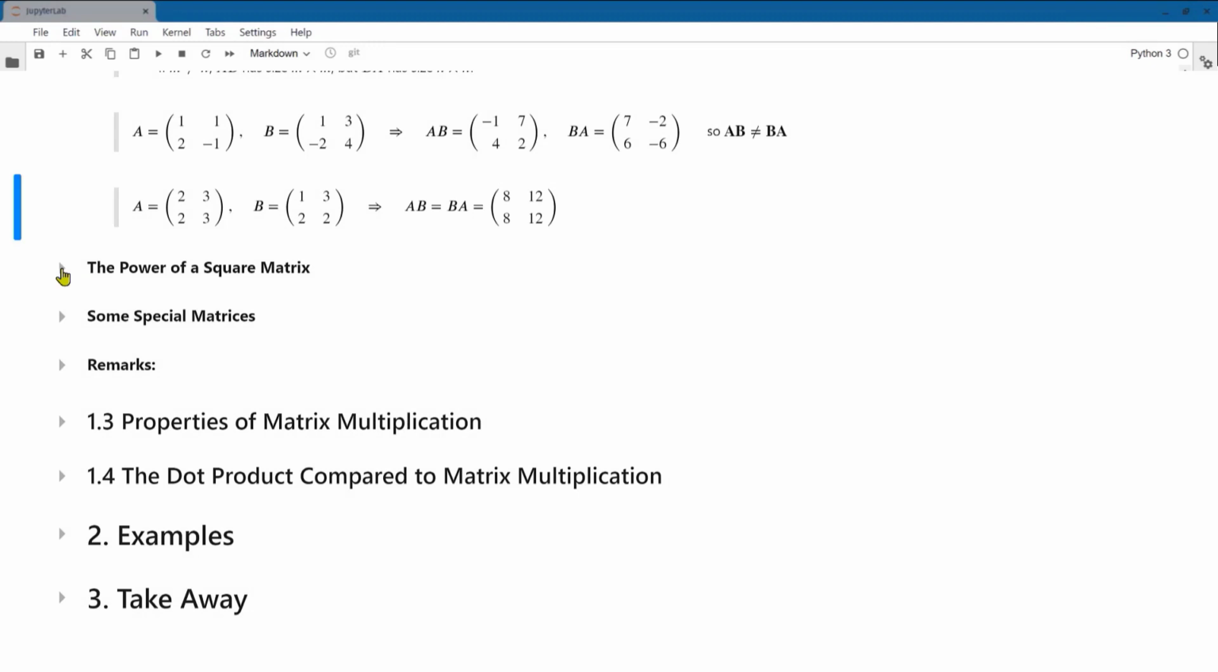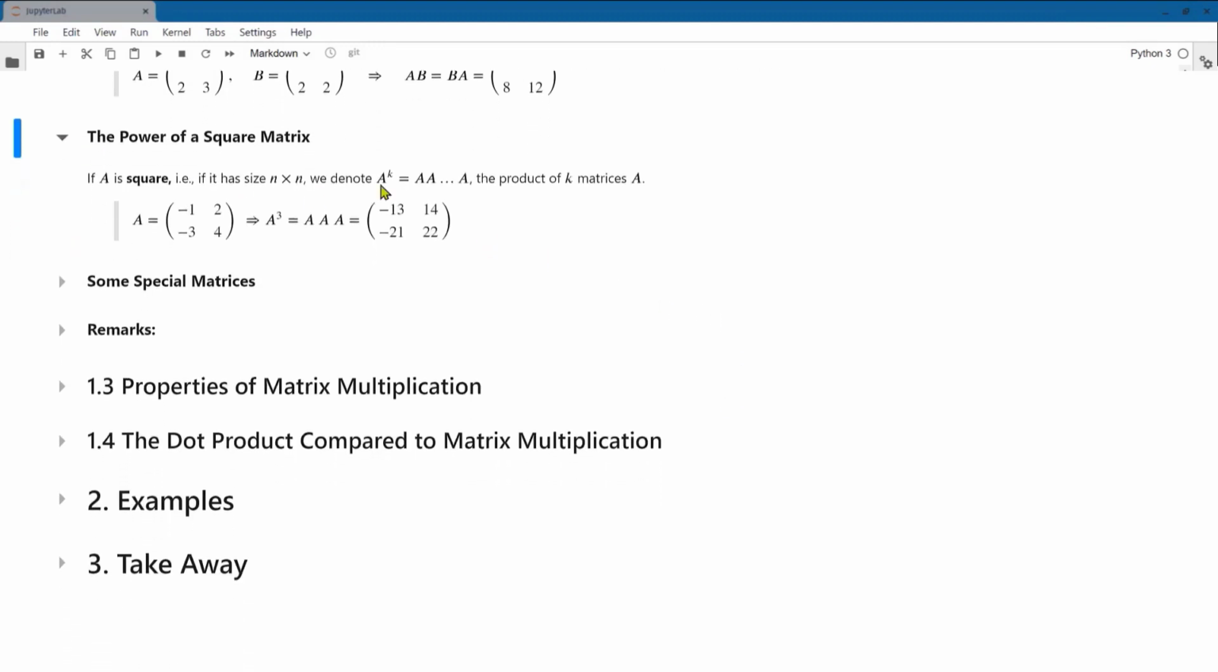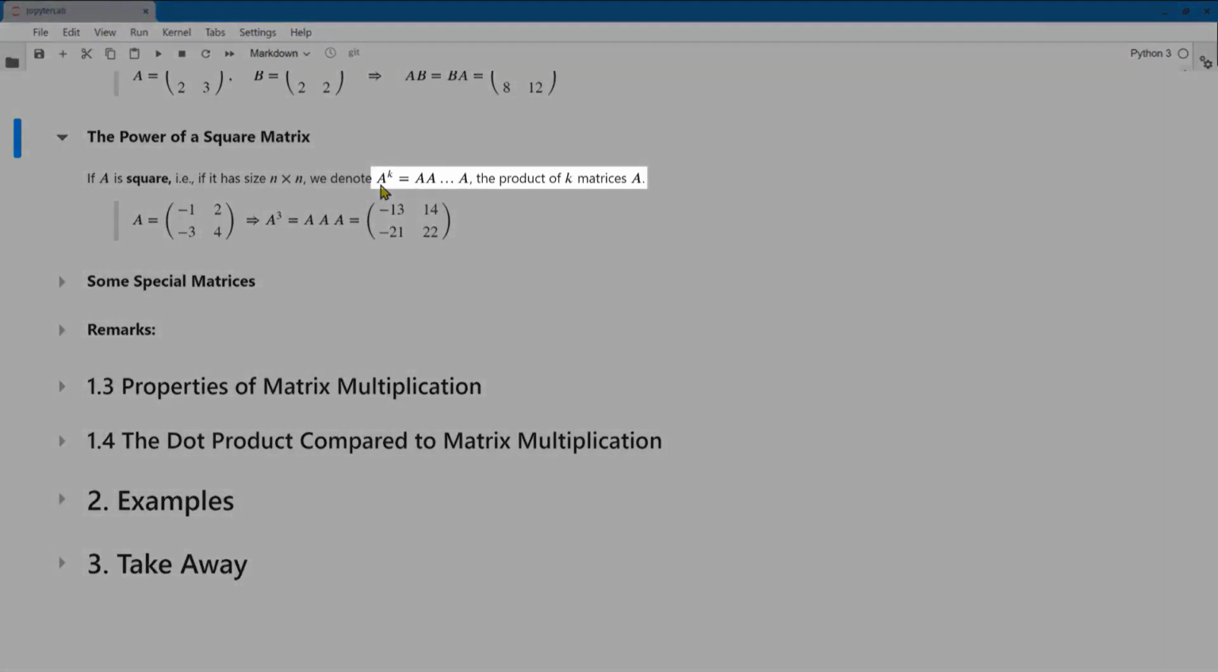Now, when A is a square matrix, we can multiply A by itself. So we can define the power of a square matrix A as simply A to the K is equal to A times A times A, K factors A in this product. So if A is equal to [-1, 2; -3, 4], for example, we can compute A cubed as A times A times A with this particular result on the right-hand side.